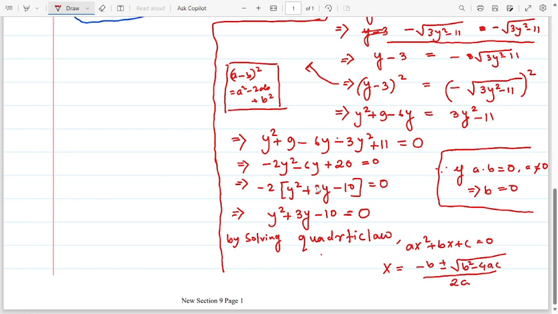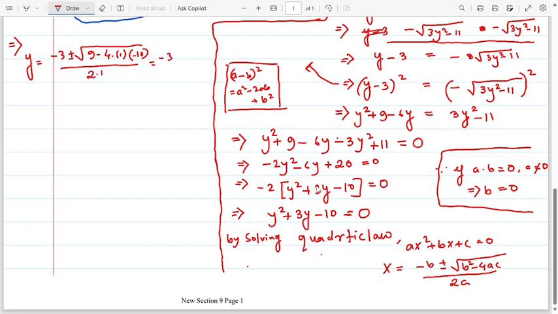So now we have from here y square plus 3y minus 10 equal to 0. So that means our a is 1. What is our b? b is 3 and c equals minus 10. So what do we get? y equals minus b, means minus 3, plus minus square root of b square, means 9, minus 4. What is a? a is 1. What is c? c is minus 10, by 2a, 2 into 1.